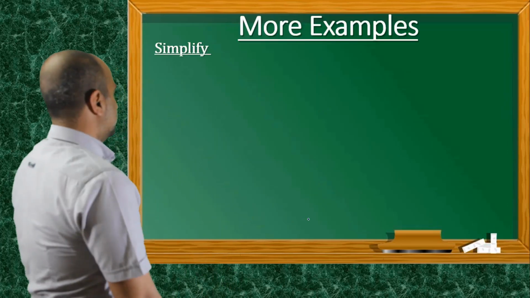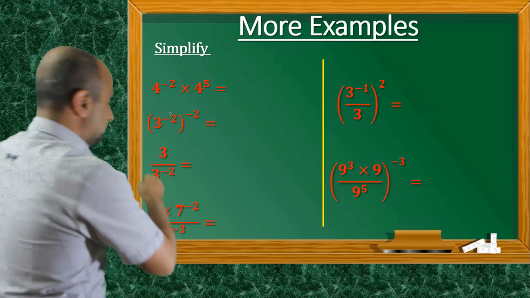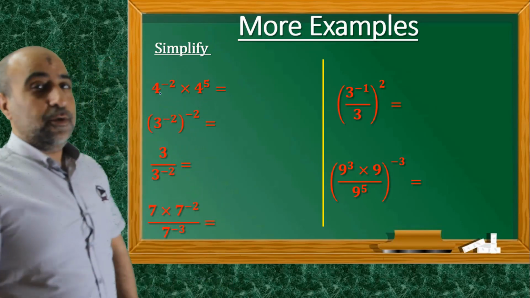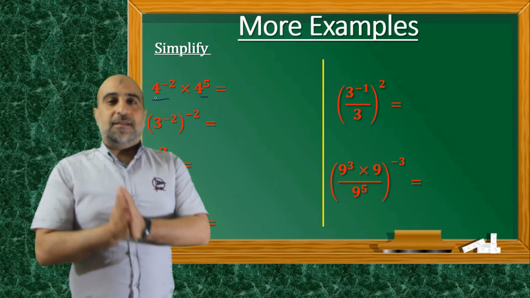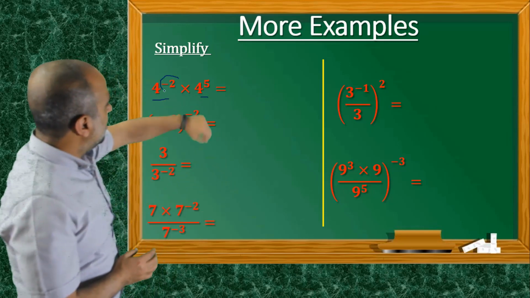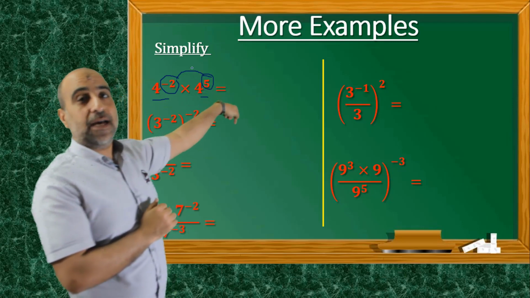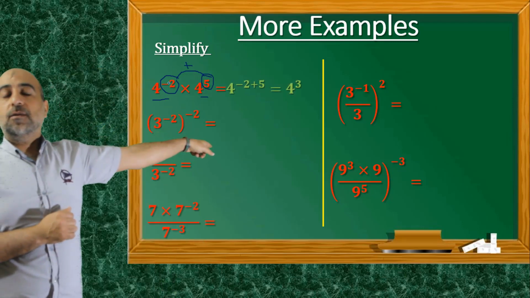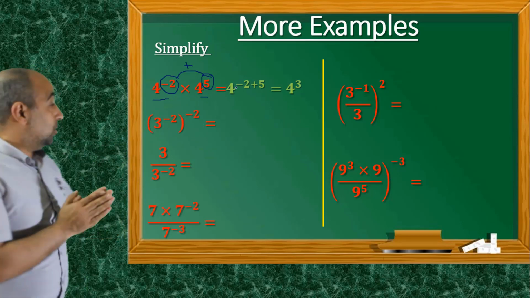More examples. Simplify 4 to the power of negative 2 multiplied by 4 to the power of 5. The base is 4. Then the result will have base 4, and we find the sum of the two powers, which is negative 2 plus 5, which is equal to 3. Then the result will be 4 to the power of 3.